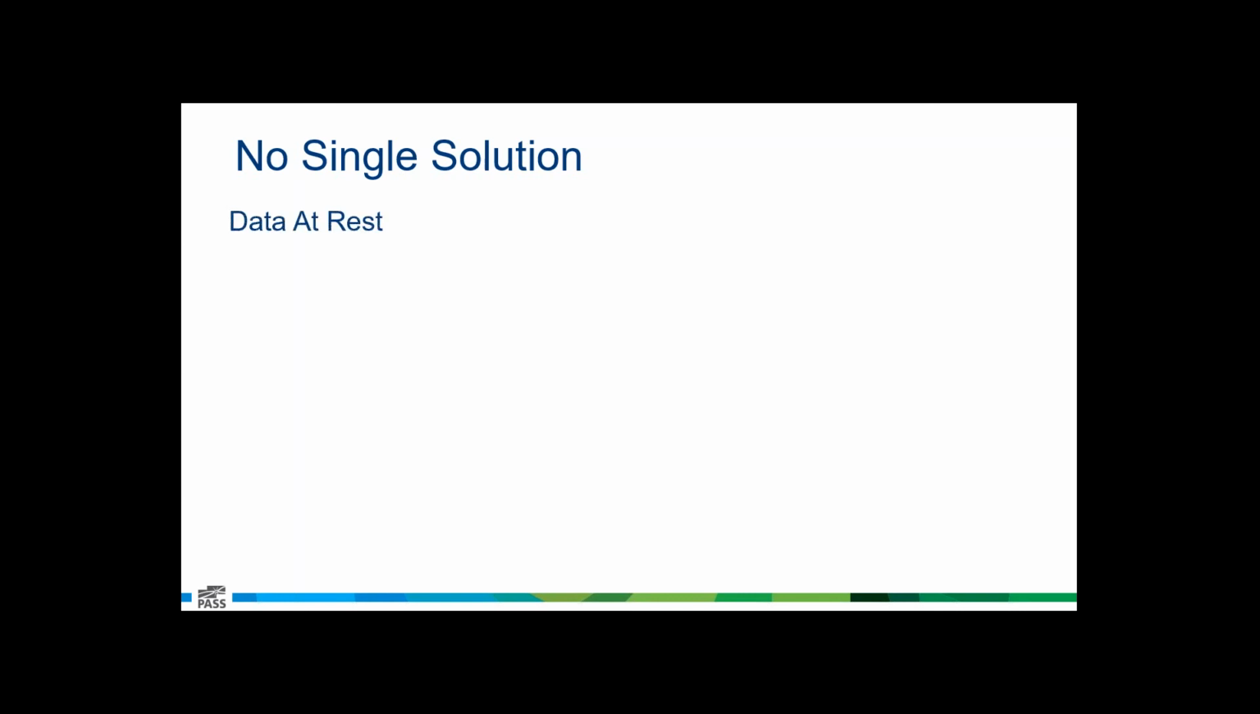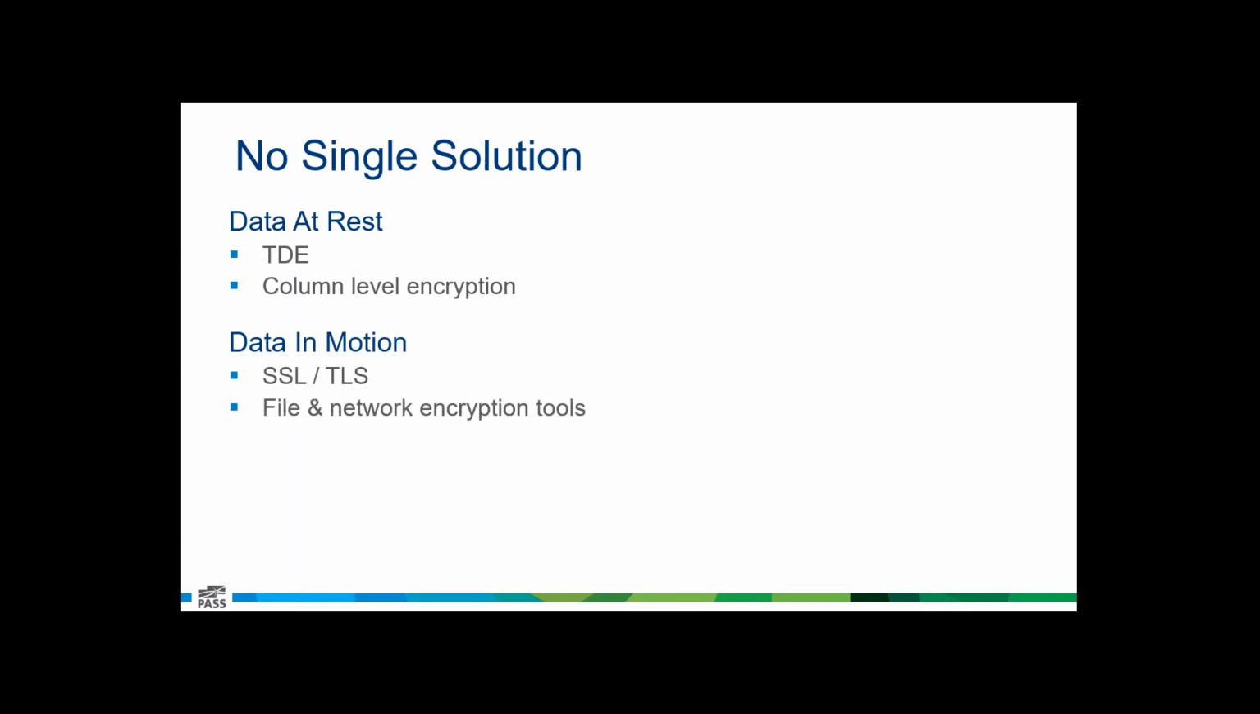So there is no single solution. You've got to protect your data at rest. TDE is a solution, and column level encryption protects it within the database as well. Data in motion, we've got SSL and TLS. These are our communication protocols, and file and network encryption tools like IPsec. And our keys and certificates, use strong passwords if you've got them in there, and look at EKM systems. If you're already up at enterprise level systems, you're talking external key management, extensible key management systems for this as well.